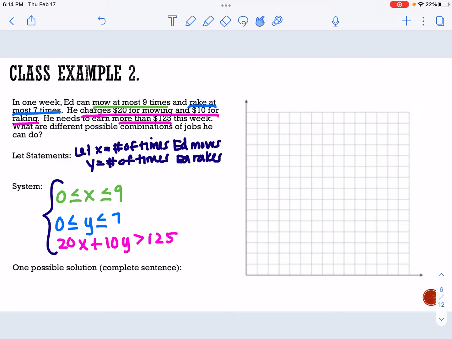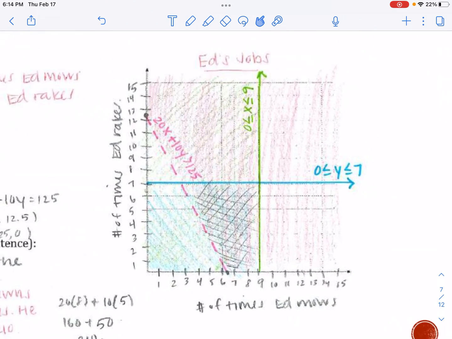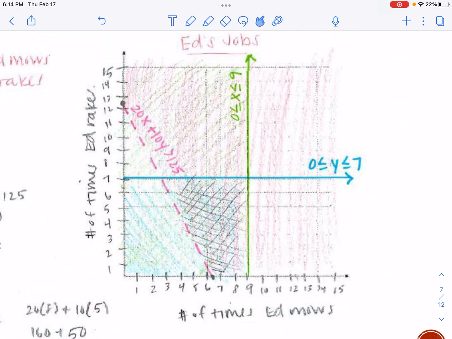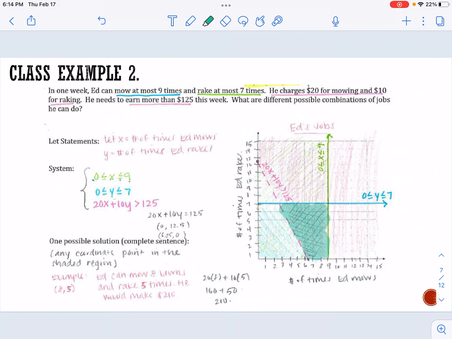All right, so at this point, hopefully you've identified all the answers for class example number 2. So let's take a look if your graph matches mine. You're going to notice that there is a dashed line for the 20x plus 10y is greater than 125. The solution region that you should have shaded, I'm going to shade here in this green foam color, is over here. Every coordinate point that exists in that shaded region represents different possible combinations of jobs that Ed can do that will hit all of his constraints.